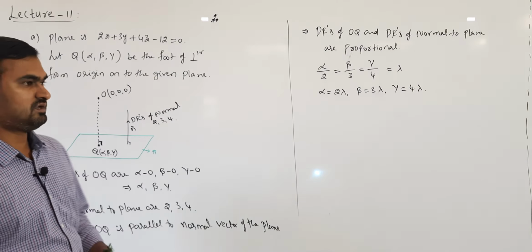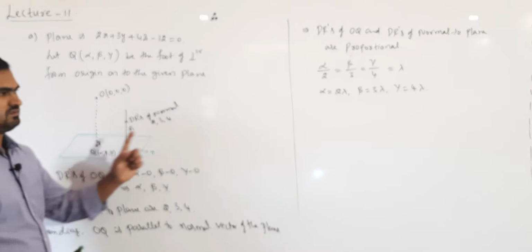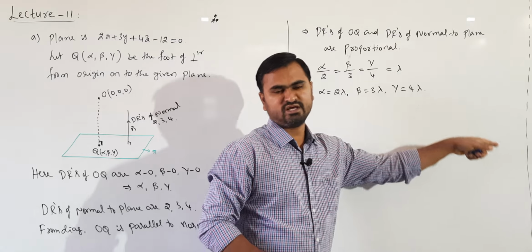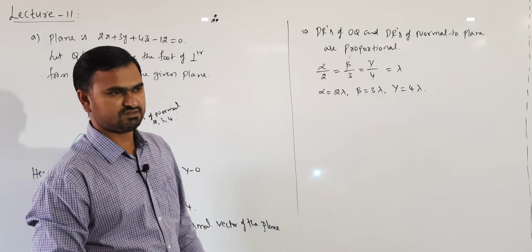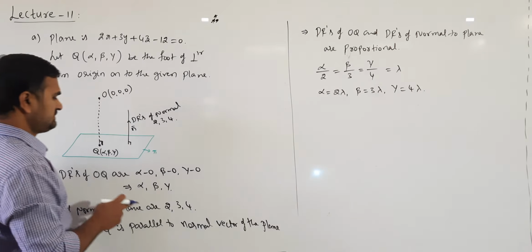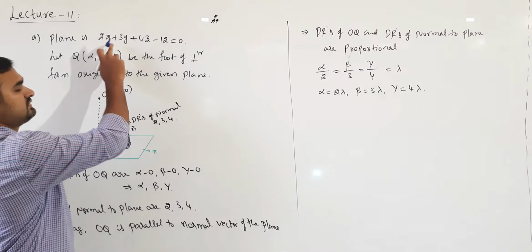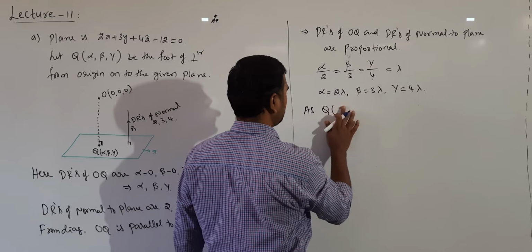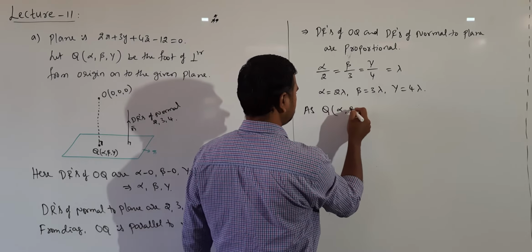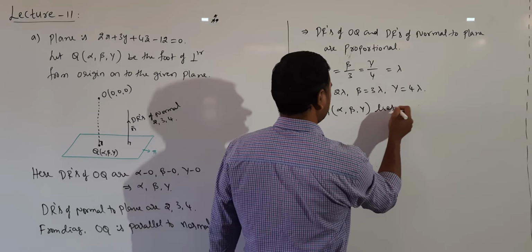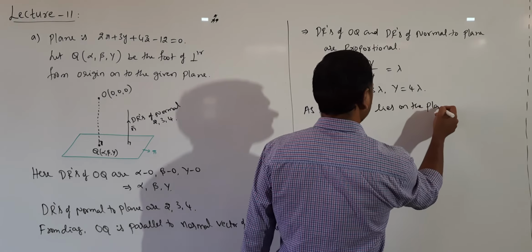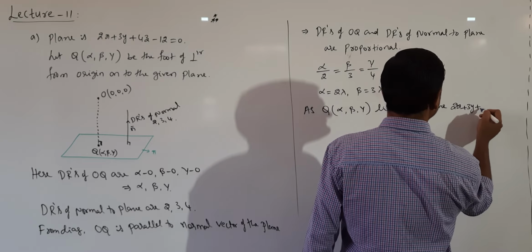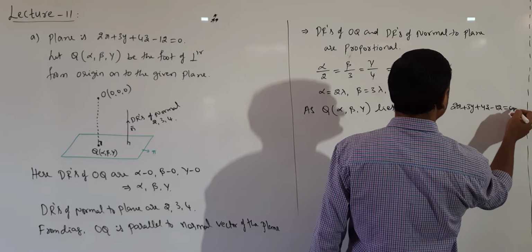Now our aim is to find the alpha, beta, gamma values. We know alpha, beta, gamma is 2 lambda, 3 lambda, 4 lambda. But the lambda value, the proportionality constant, we don't know here. So how to find lambda? Using the concept that Q, alpha, beta, gamma lies on the plane. What is the plane? 2x plus 3y plus 4z minus 12 is equal to 0.